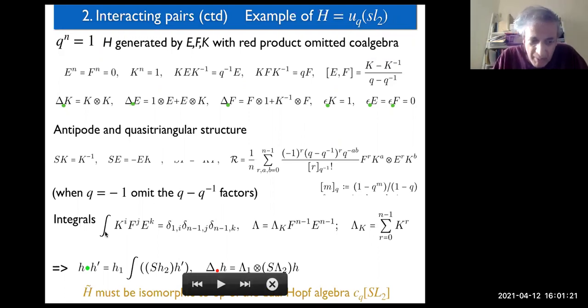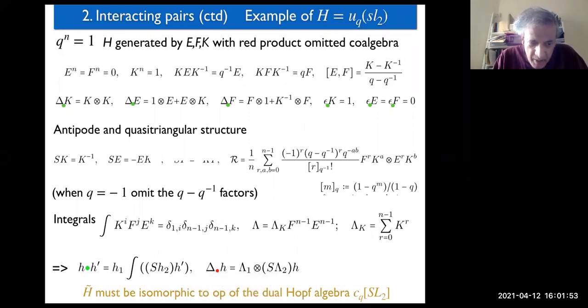So that was why that corollary worked. And the integral here, when you work it out, looks like this. It has support in the top degree for E and F and in degree one for K. Lambda is similar. It has just the top degree elements, and it has this element here, which is the sum over all the Ks.